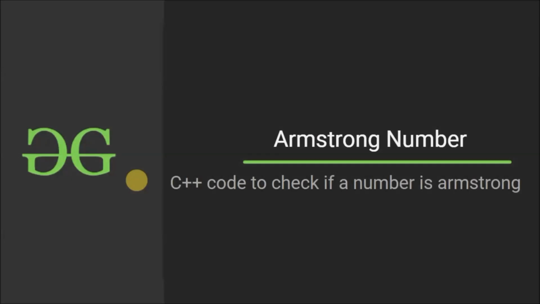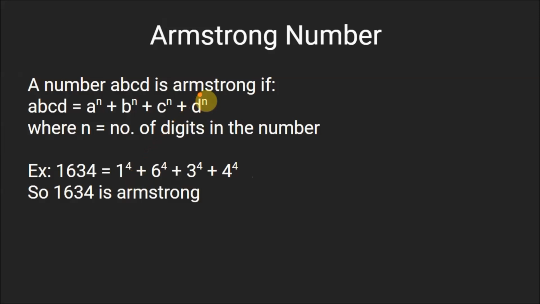In this video, we are going to learn to check if a number is Armstrong or not using C++ code. So what is an Armstrong number? A number is called an Armstrong number if the number ABCD is equal to a to the power n plus b to the power n plus c to the power n plus d to the power n, where n is the number of digits in the number.